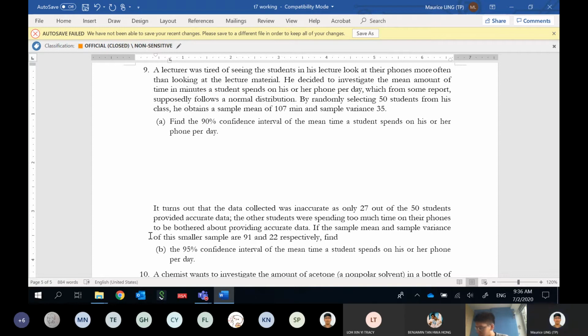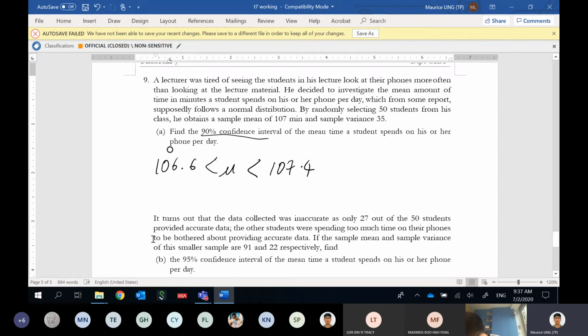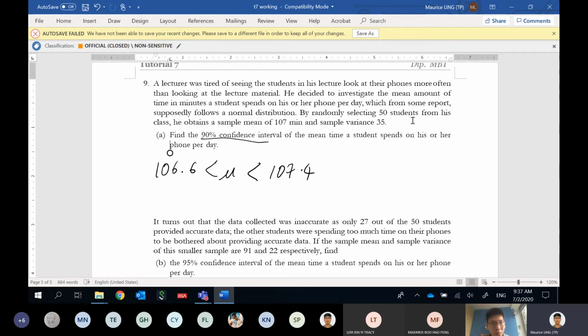Yep, okay. So for part A, 90% confidence interval, I got 106.6 less than mu less than 107.4. Okay, a little bit wrong. So what distribution you use? T distribution or normal distribution? T table or Z table? I use normal. Okay, so you should use normal.